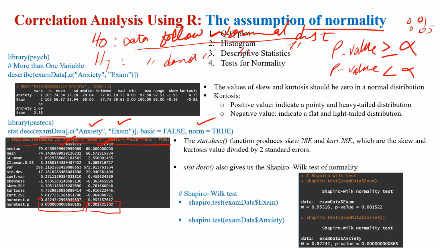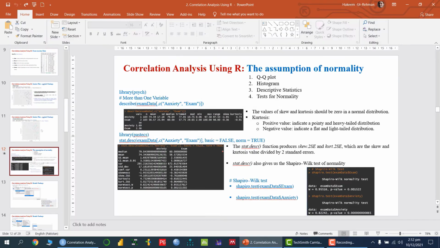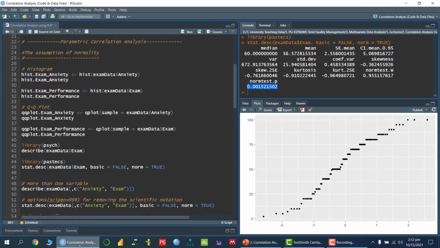You can also get these values with the help of this command, which is the Shapiro-Wilk normality test. You can check that if I run this command with exam anxiety, and then the second variable, this is the p-value and this is the test statistic value, which are the same as these two values. Similarly, for exam anxiety, these are the p-value and the Shapiro-Wilk test value. So let me run these two commands in R.